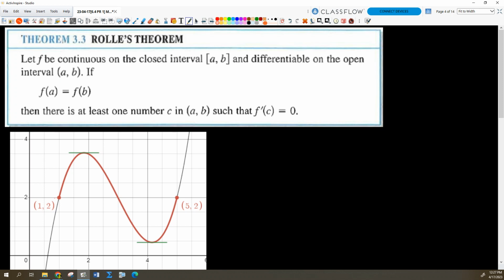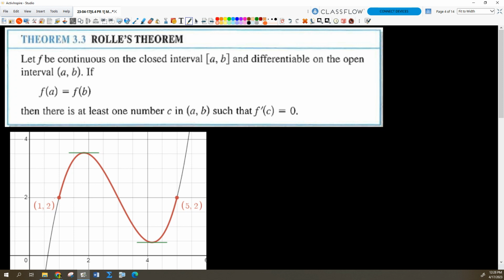What's the average rate of change of the function from x equals 1 to x equals 5? It's 0, right? Because the total change is 0. It starts at a y value of 2 and ends at a y value of 2. So over that entire interval, the rise is 0 and the run is 4. Rise over run is 0 over 4, which is 0. The average rate of change is 0.